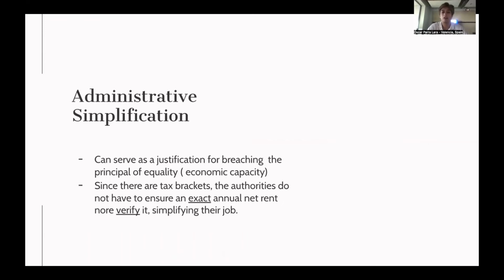And whilst unequal treatment may generally be justified by the necessity of administrative simplification, in this specific case it is not, because the tax could be designed in another way that still fits the administrative simplification justification. Why? Well, I'm going to explain it.